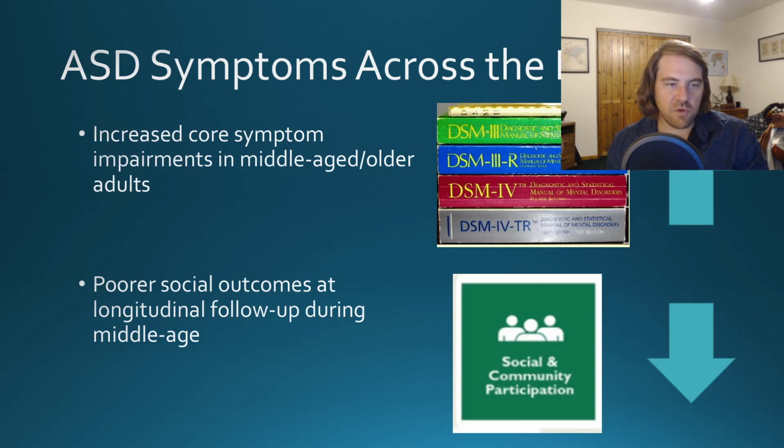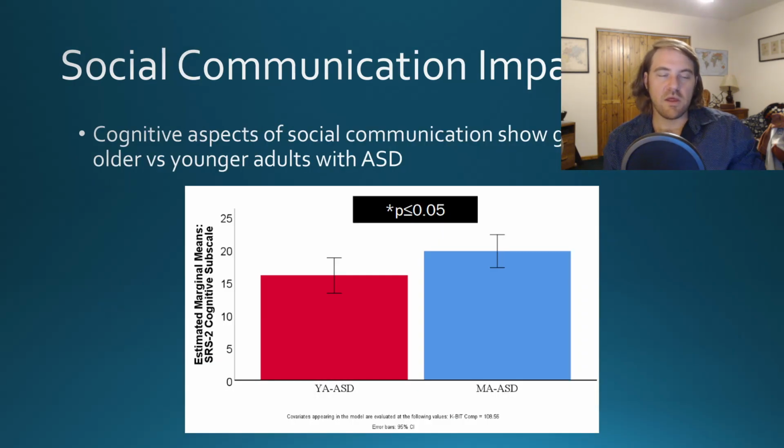We see increased core symptom impairments in middle age and older adults. We see poorer social outcomes at longitudinal follow-ups during middle age. This means that people with ASD are basically seeing their symptoms get worse. We are seeing them age quicker, or we're seeing a resurgence of ASD symptoms. Either way you want to put it, it's sort of true.